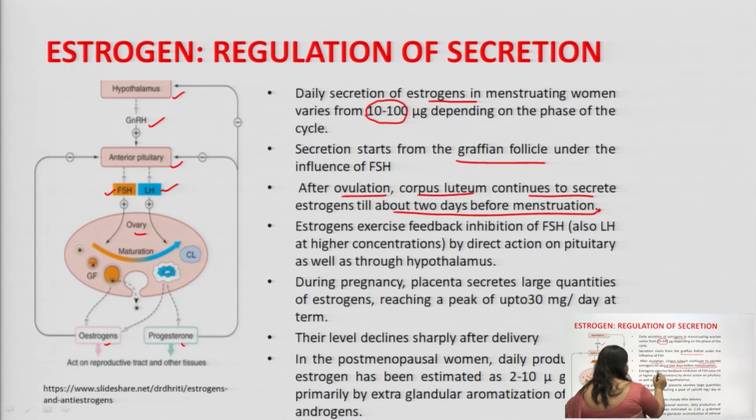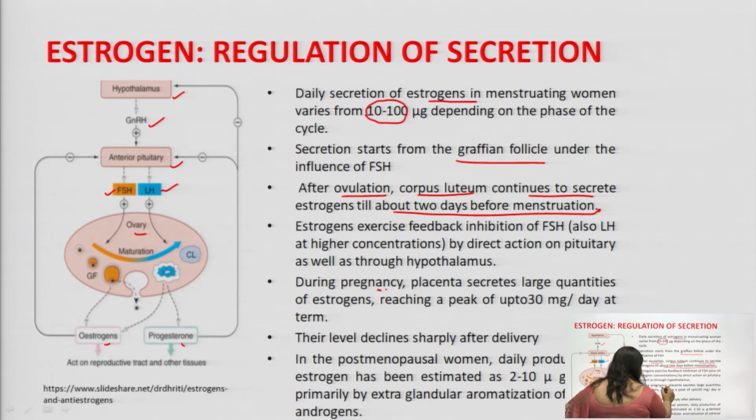And estrogens exercise feedback inhibition by direct action on the pituitary as well as on the hypothalamus. So when there is an increase in the level of estrogen, the negative feedback can go through the anterior pituitary as well as through the hypothalamus.